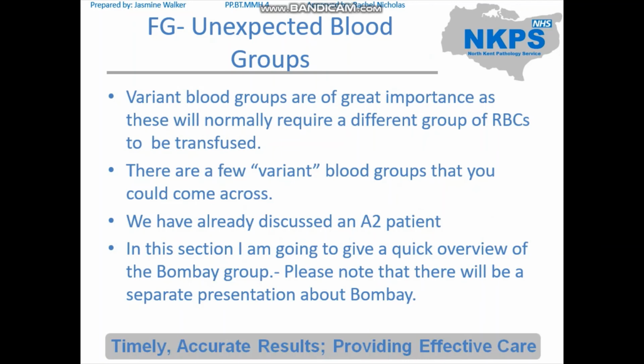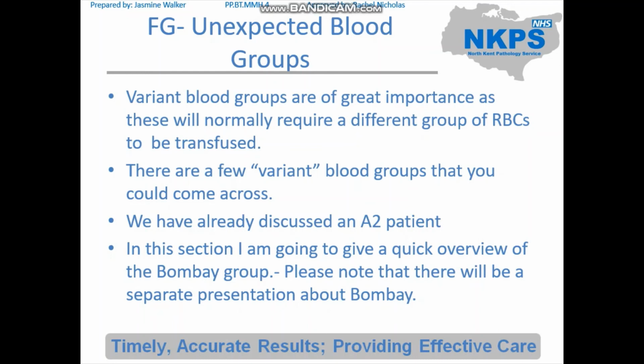Unexpected blood groups. So this is the most important grouping anomaly for the forward group. Variant blood groups are of great importance as these normally require different groups of red blood cells to be transfused. There are a few variant blood groups that you will come across. We already discussed an A2 patient. So the other thing to be wary of with an A2 patient is normally their reaction in the forward group with the anti-A will be weaker than expected.